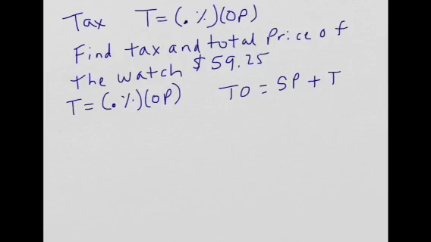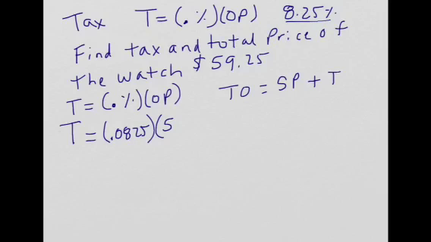Now, we're going to find the tax on the $59.25 watch. The tax rate in our area is 8.25%. So we're going to have to change that into a decimal. So it's going to be 0.0825. Our original price, which is actually a sale price, is $59.25.